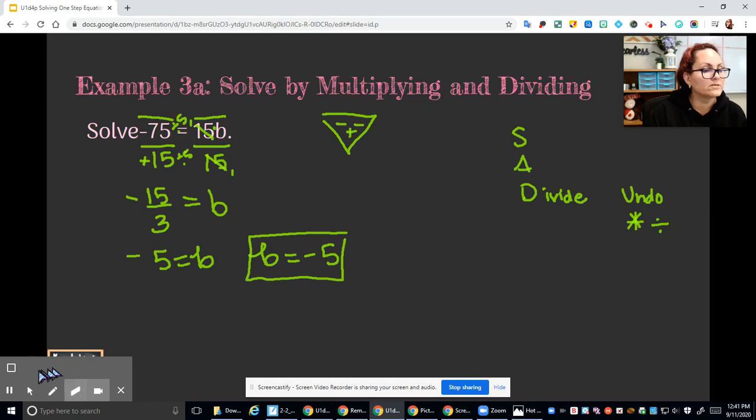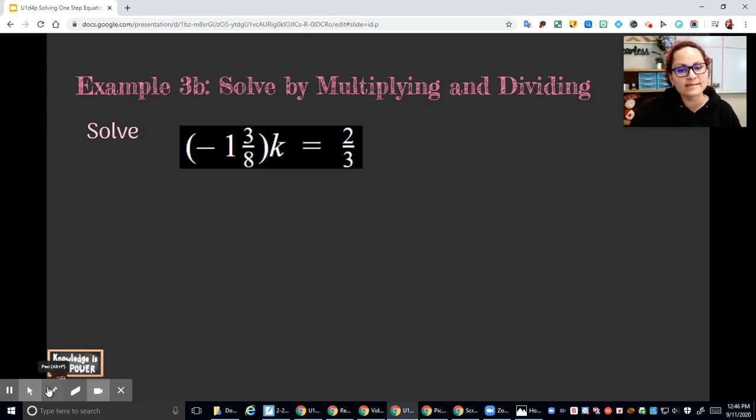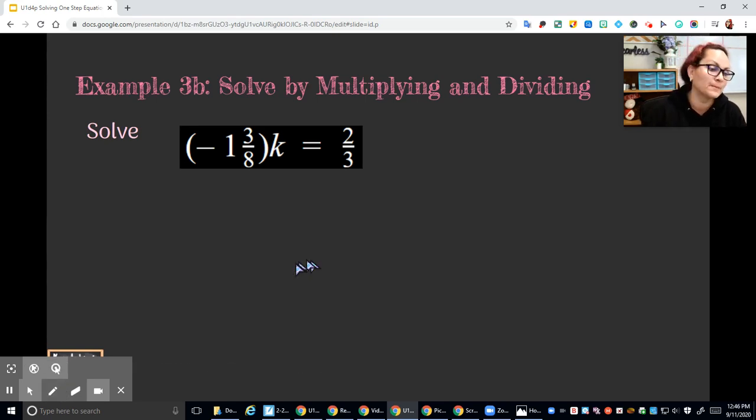Write down all questions that you might have. Okay, example 3b. We are going to solve this. I think the first thing that we should do is change all proper fractions to be improper. They're way easier to deal with that way.